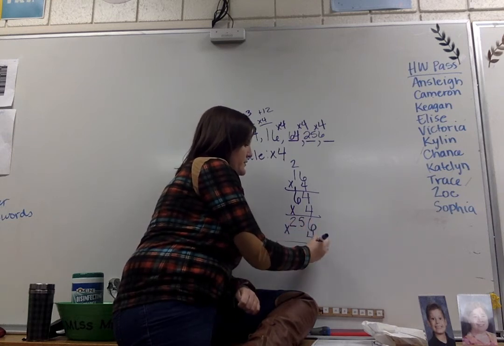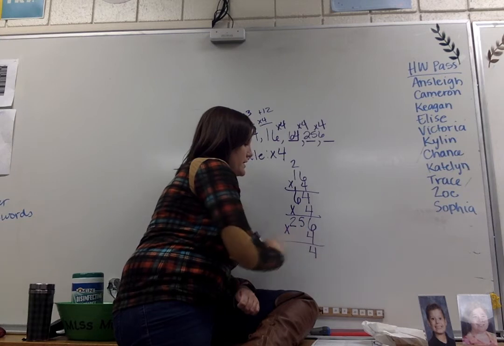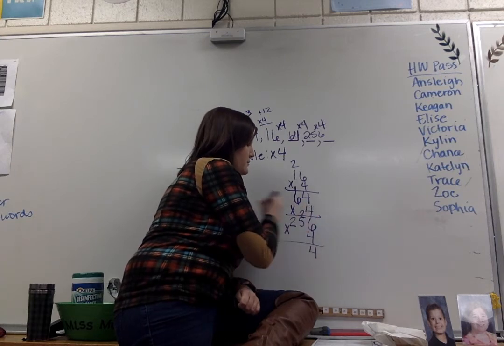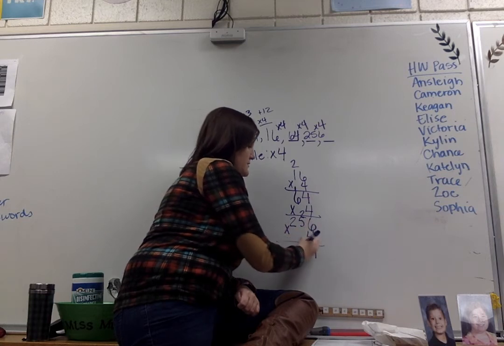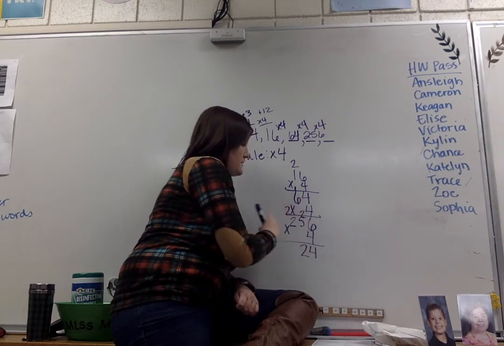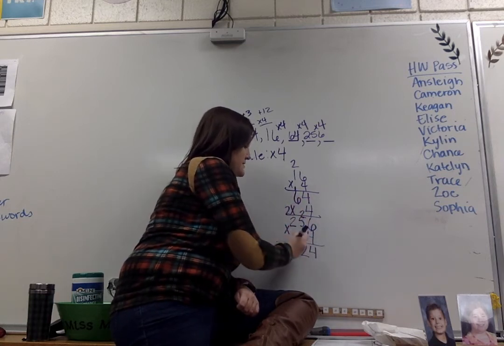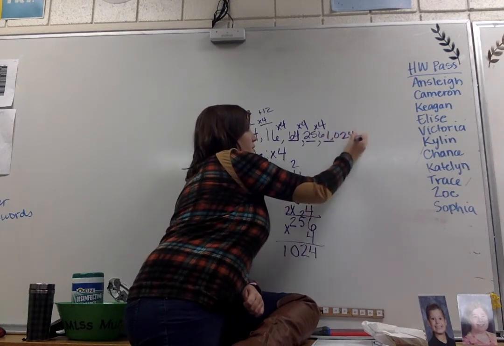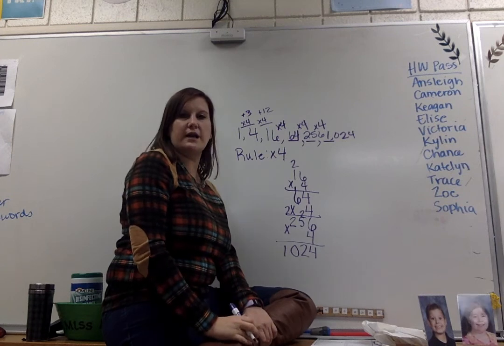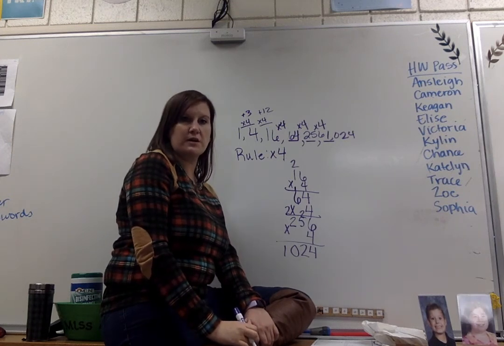6 times 4 equals 24. The 4 will go in the 1's place. The 2 will go in the 10's. 5 times 4 equals 20 plus 2 equals 22. 4 times 2 equals 8 plus 2 equals 10. So that would be 1,024. Wow, we got some big numbers. Went from 1 to 1,024.